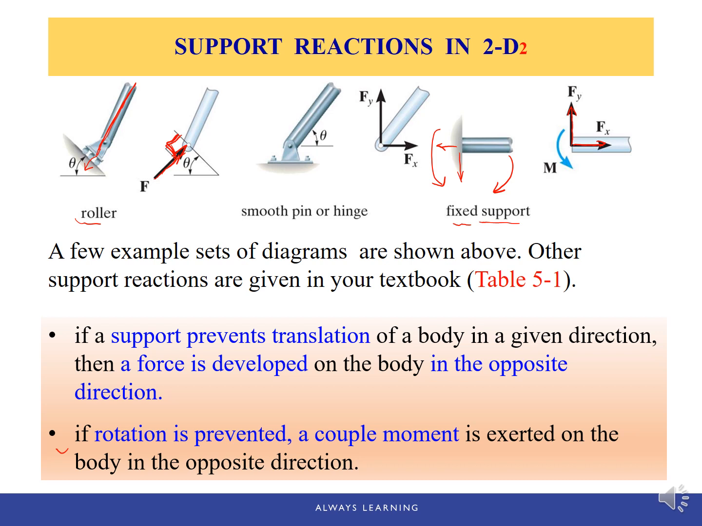And another commonly used support is this smooth pin support. A smooth pin will have two support reactions, two force support reactions. One is along the x direction, one is along the y direction. Because the pin allows the structure to rotate about it, there is no moment support. It won't prevent rotational motion, only translational motion. So there are only two force components.